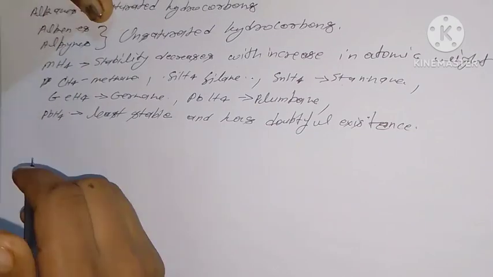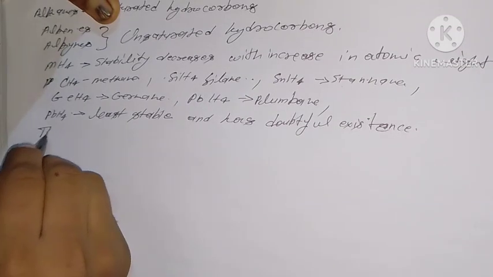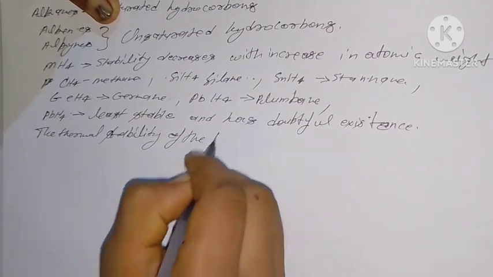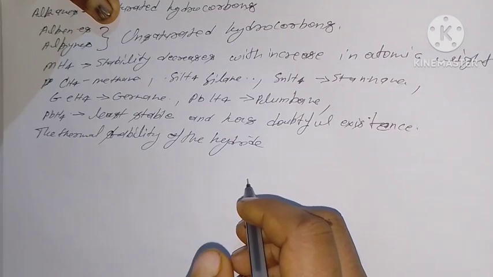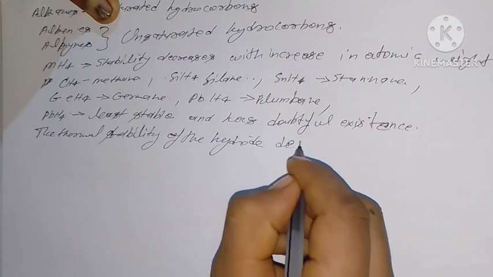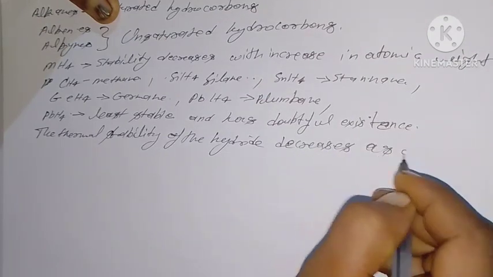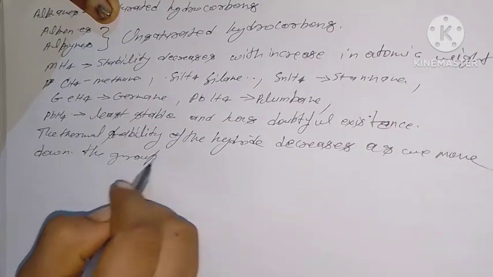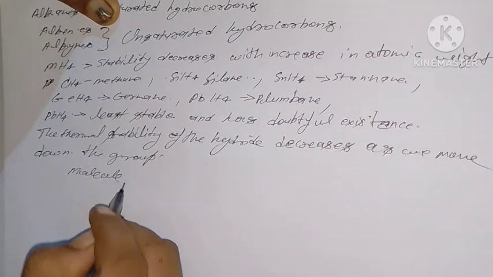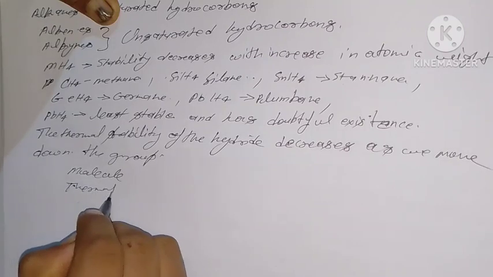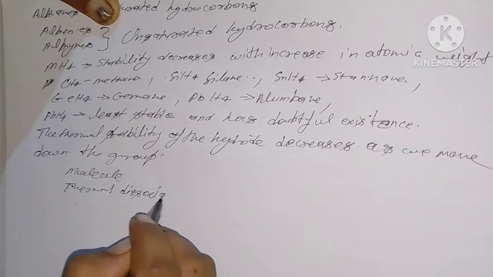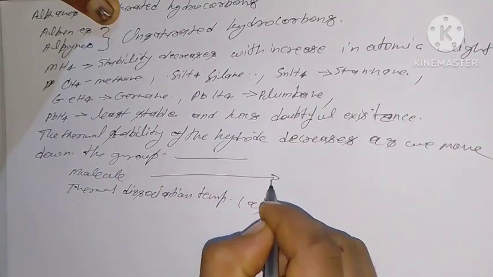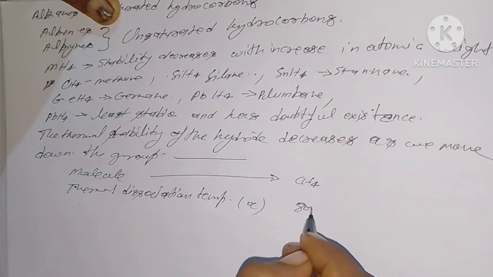The thermal stability of the hydrides decreases as we move down the group. The thermal dissociation temperature in degrees Celsius: for methane, 800 degrees Celsius.